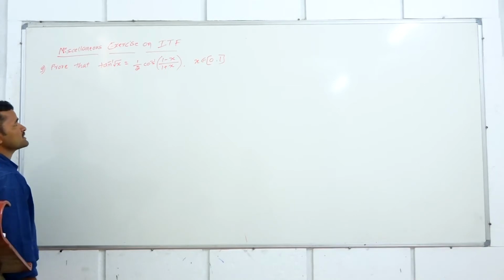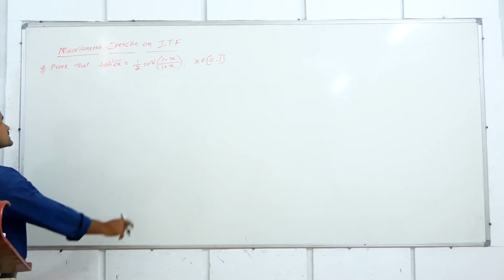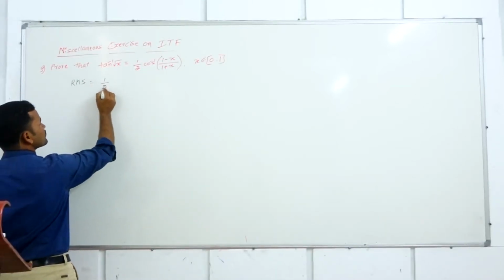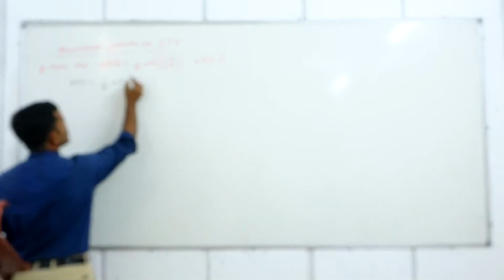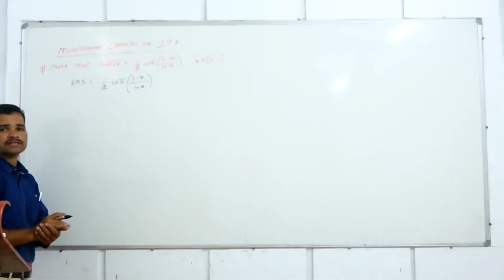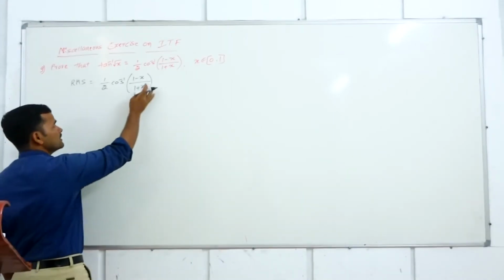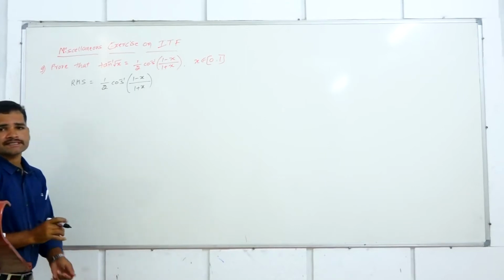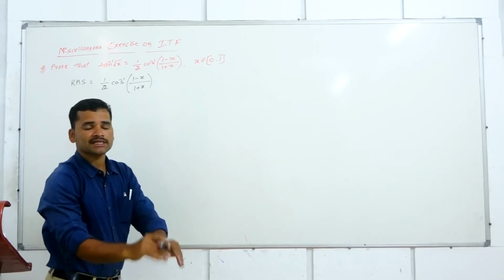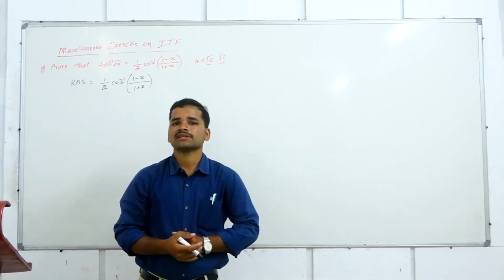Prove that tan inverse of root x is equal to 1 by 2 times cos inverse of (1 minus x) by (1 plus x). Here, to prove this, let me take the RHS. RHS is equal to 1 by 2 times cos inverse of (1 minus x) by (1 plus x). This is the RHS we have. Now, (1 minus x) by (1 plus x), we can convert this form into (1 minus tan square theta) by (1 plus tan square theta).